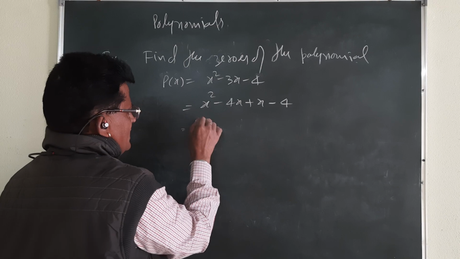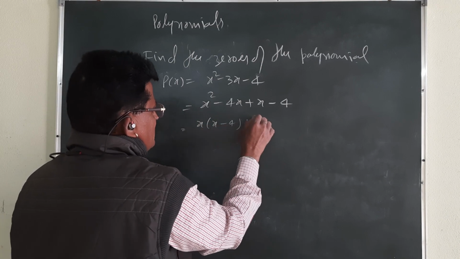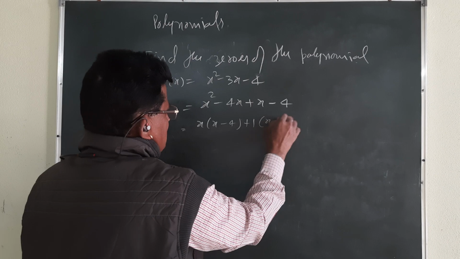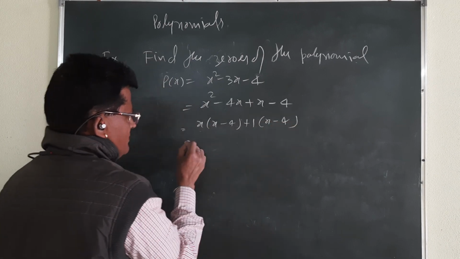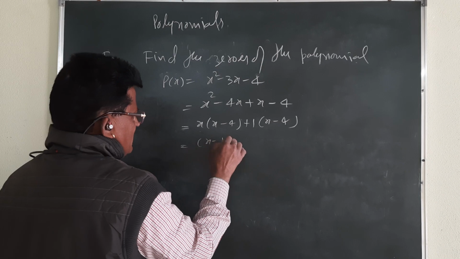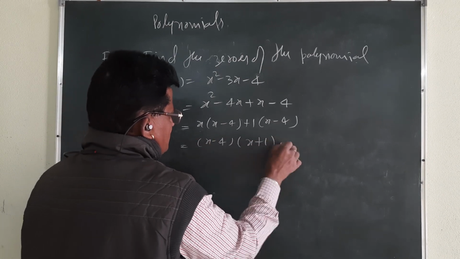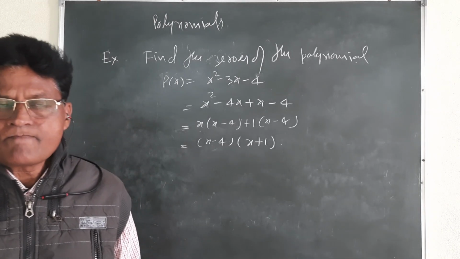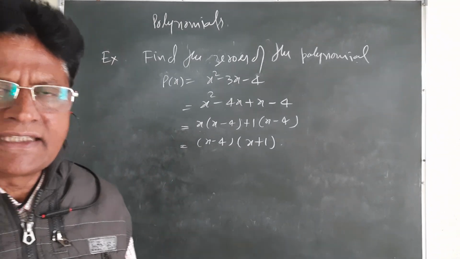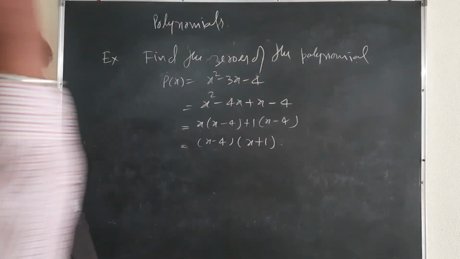What is common here? x. What is in the bracket? x minus 4. And what will be common here? 1. Both the brackets are the same. This is the method to find the factorization. Take x minus 4, which is common, and what is left in the second bracket? x plus 1. We got the factorization by splitting the middle term, but here it is given, find the zeros of this polynomial.